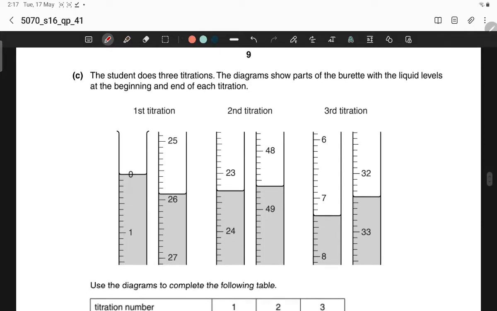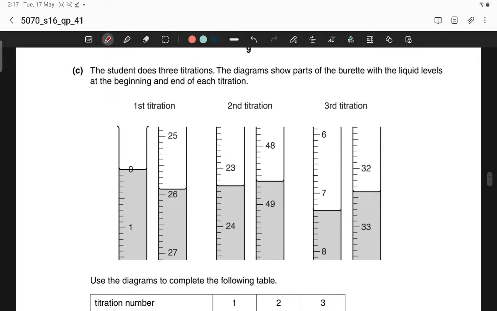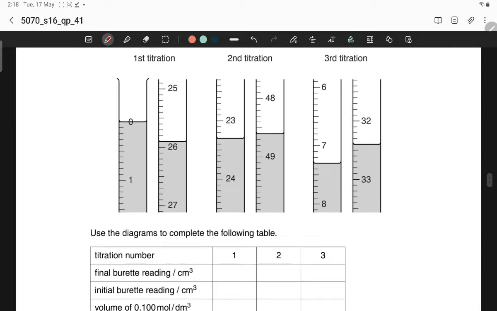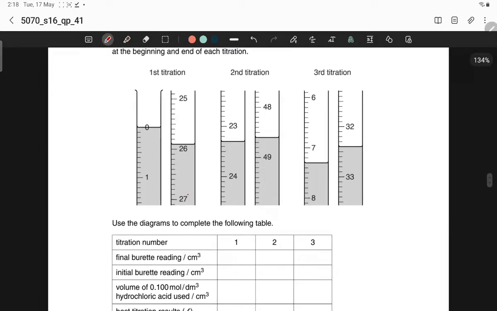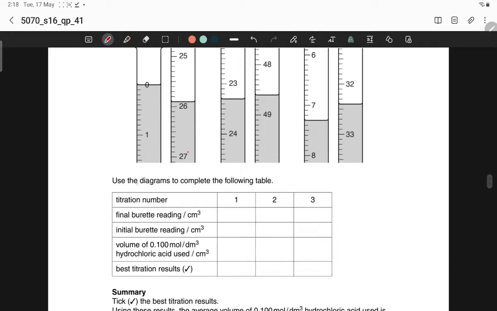The student does 3 titrations. The diagram shows parts of the burette with the liquid levels at the beginning and the end of each titration. So these are 3 sets of titrations. Just fill in, so this is the final reading and this is initial. So please keep it in mind always. Just fill in the final reading, second titration burette, and then in every set of readings.